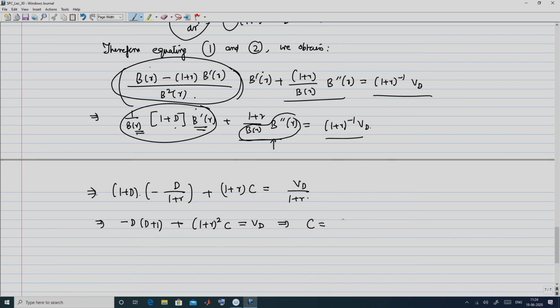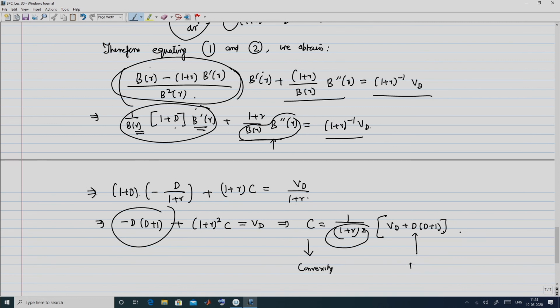This implies that C is going to be equal to 1 over (1 plus r) whole square into, so I bring this term to the right hand side, I get V minus D plus D into (D plus 1), and I divide both sides by (1 plus r) whole square. So, now you see that we have a relation which connects the convexity with the duration.